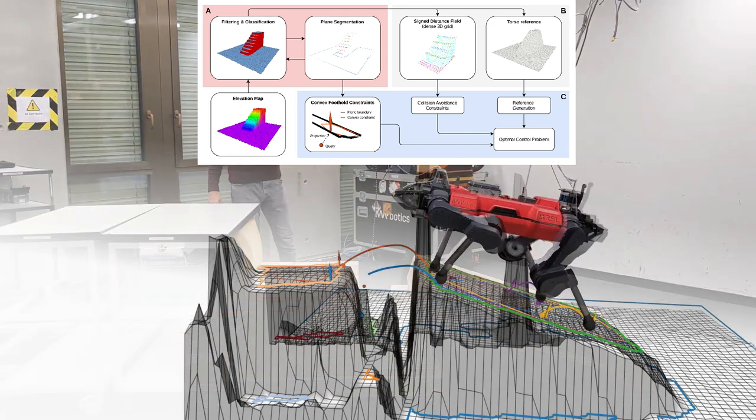Before each MPC iteration, nominal footholds are derived from high-level user commands. After projecting these nominal footholds onto the segmented planes, we extract a convex polygon around each projected foothold. These convex polygons form the foot placement constraints inside the MPC. Additionally, a signed distance field for collision avoidance and a smooth layer for torso alignment are provided.